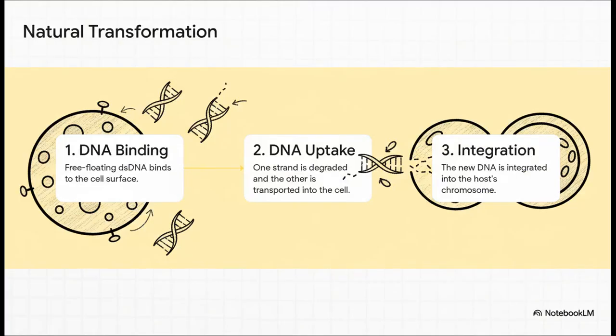So how does this natural transformation actually happen? Well, it's basically a three-step process. First, a piece of double-stranded DNA just bumps into and binds to the surface of a competent cell. Simple enough. But then the second step is fascinating. The cell starts to pull the DNA inside, but as it does, it chews up and degrades one of the two strands, so only a single strand of that DNA actually enters the cell. And finally, for this new code to actually be passed on to future generations, it has to be woven into the host's own chromosome. This happens through a process called homologous recombination, which we're definitely going to circle back to later.